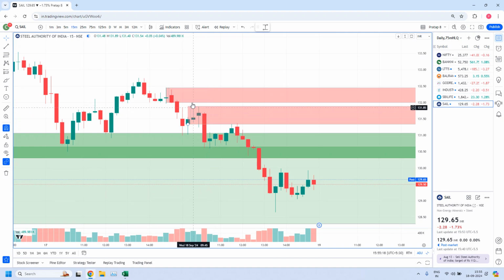At the time we planned, we had 1:3 RR, we planned the trade. But in the middle of the trade execution, because the market is dynamic, a new 15-minute zone was created, and immediately we revised the target. The moment price reached the revised target, we exited. That way we got the profit.